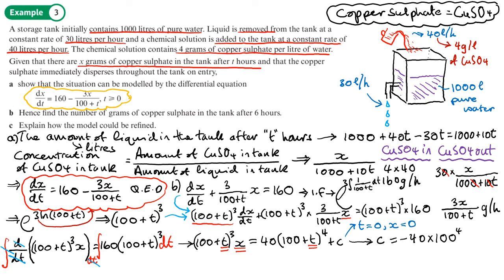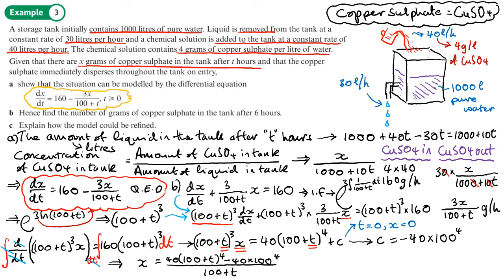So adding our value of c and rearranging, we'll get x equals 40 times (100 plus t) to the power 4, adding c, which is minus 40 times 100 to the power 4, and dividing both sides by 100 plus t cubed, so all over (100 plus t) cubed.